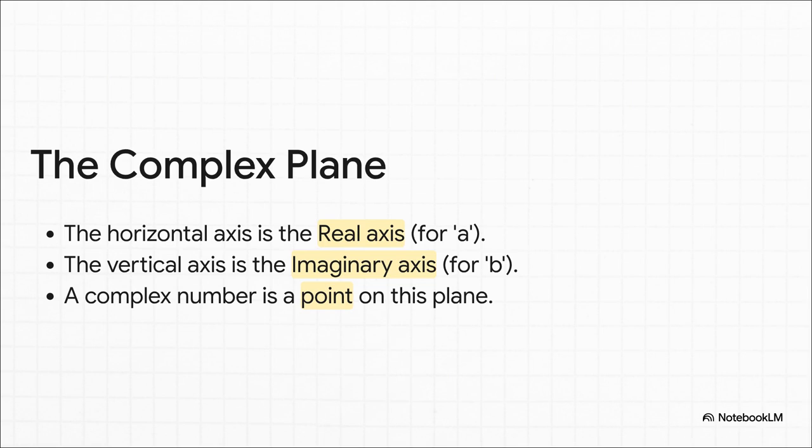Okay, so if a complex number is just a pair of numbers, where do we actually put it? Well, on a map. A two-dimensional map we call the complex plane. The horizontal axis is just our good old number line. That's the real axis for the a part. And the vertical axis? That's the imaginary axis for the b part. So every single complex number isn't some abstract formula. It's a location, a point on a grid with coordinates a, comma b.